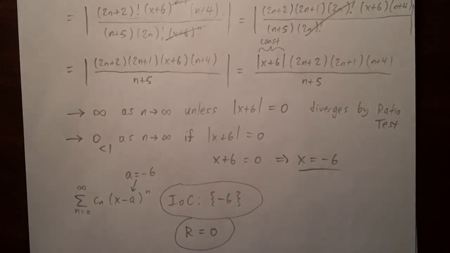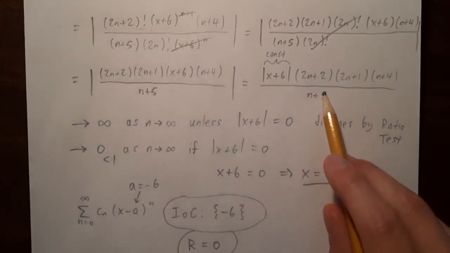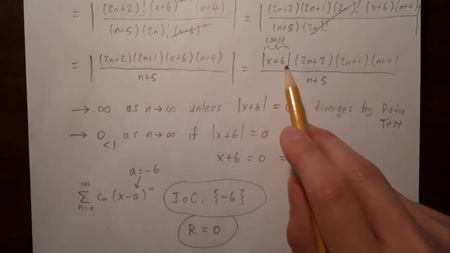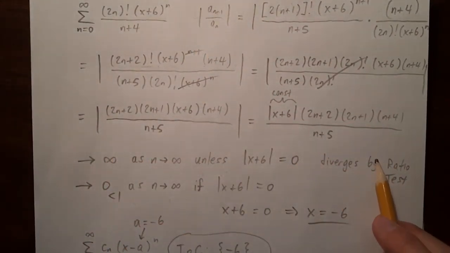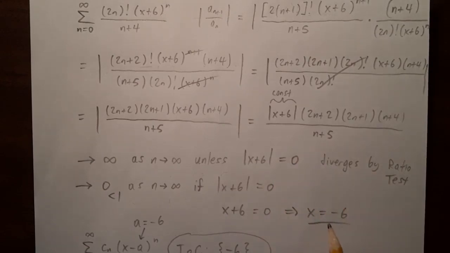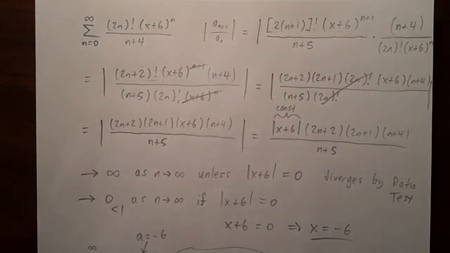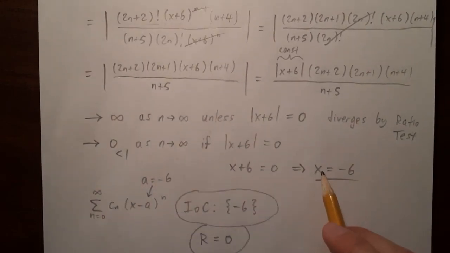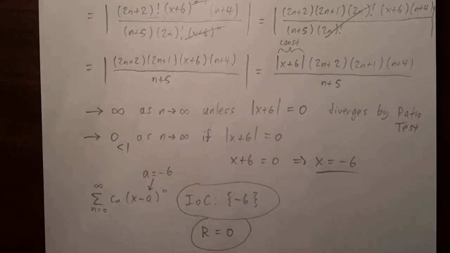All right, so just to summarize real quick what we just did. So we took the ratio test, and we found that if x is not equal to -6, then this ratio in the limit goes to infinity, which implies divergence. But if we plug in x equals -6, then we get that this ratio, the ratio of a sub n plus 1 over a sub n, turns out to be equal to 0, which is convergent. So therefore, by the ratio test, it converges only at x equals -6. And for any other value of x, we're going to get the ratio going to infinity, and so it's game over.